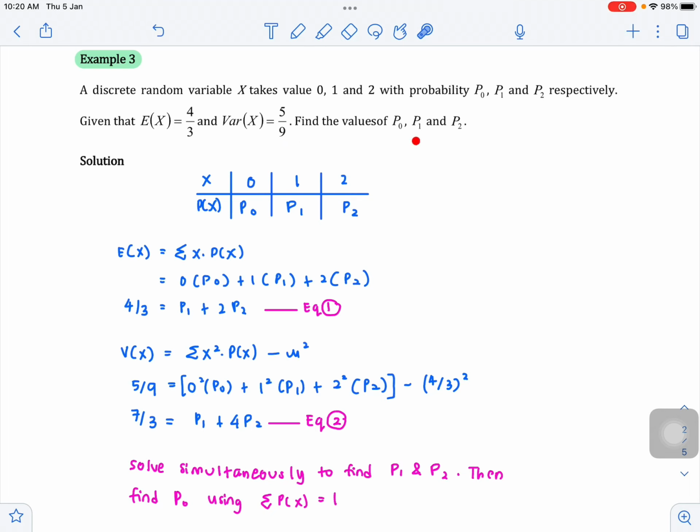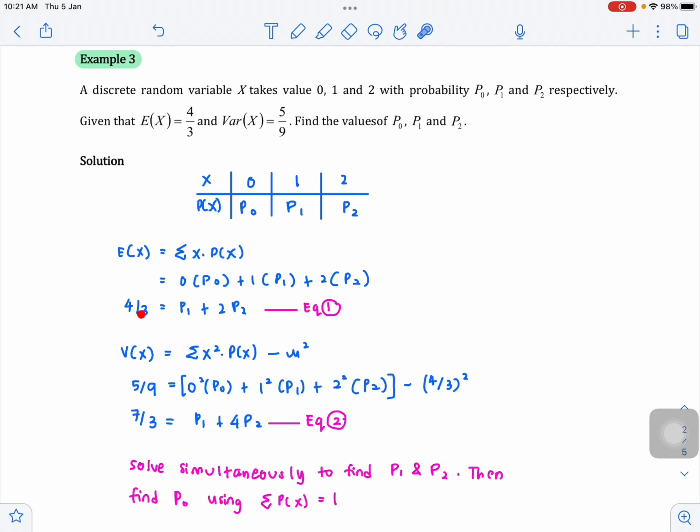So in this example, you are given the expected value and also the variance. But the unknown here is the probability of each X value. So this is the table, considering 0 as P0, 1 as P1, 2 as P2. The expected value is given, so just plug into the formula. Every X multiplied with its probability: 0 times P0, 1 times P1 plus 2 times P2, and then the value is equal to 4 over 3.